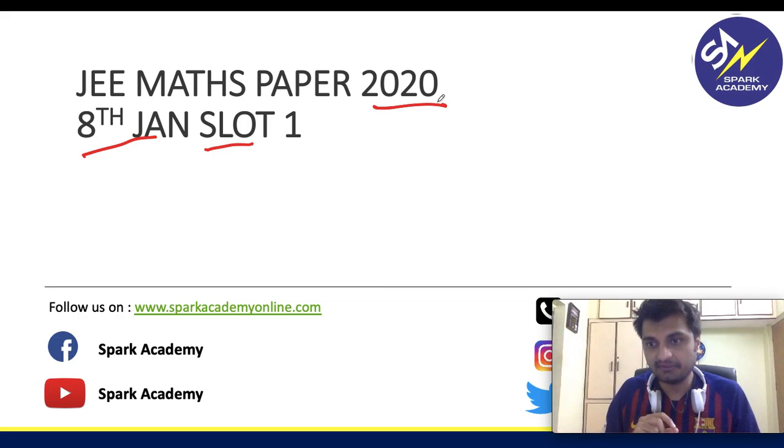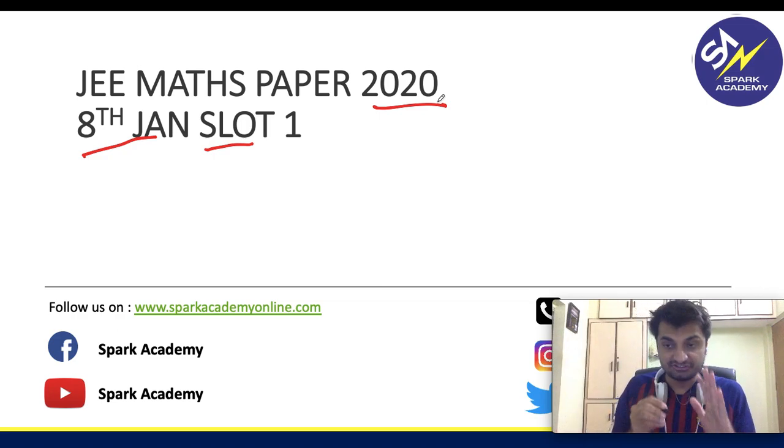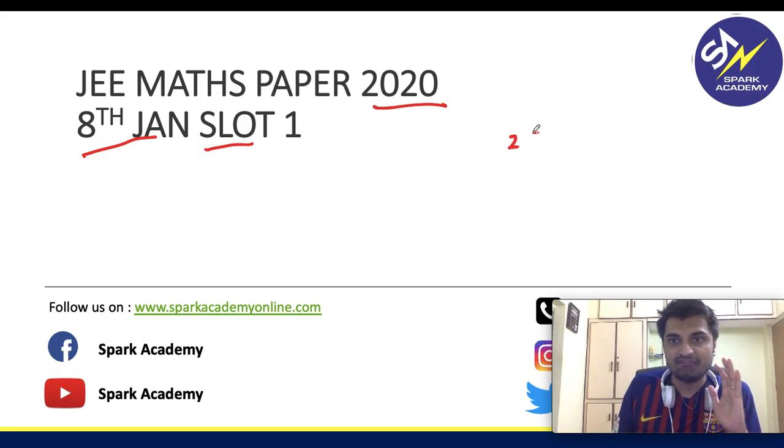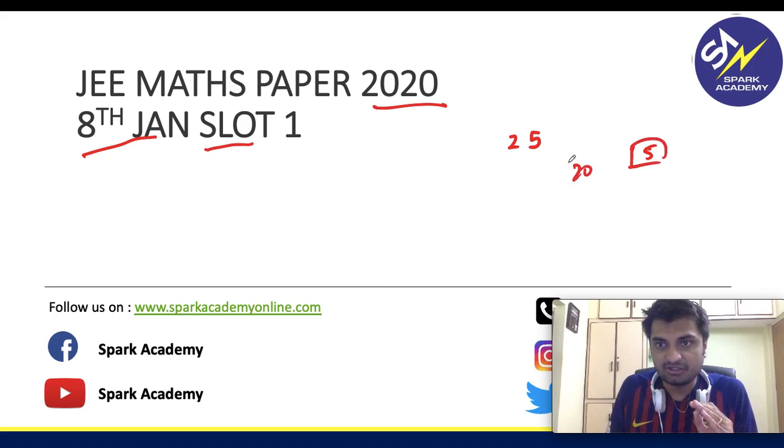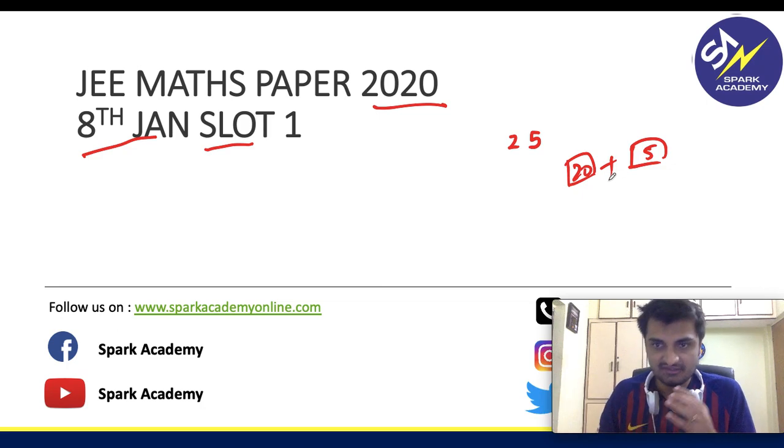First things first, you know that you are getting 25 questions. Out of the 25 questions, 5 are the numeric type. So there are 20 multiple choice questions and 5 numeric questions.